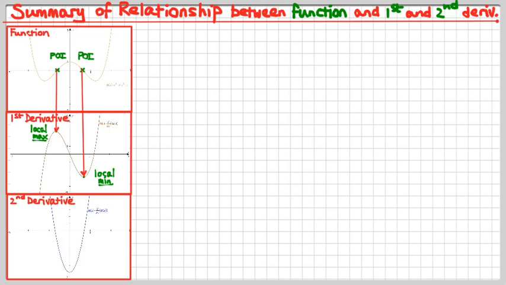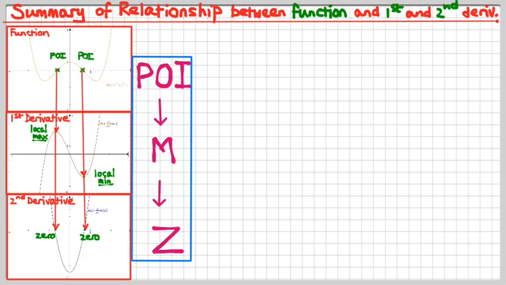And at a POI, as I've already told you through the course of this video, the rate of change of the gradient is what? 0, right? So you get a 0 point there on the second derivative function. Now that's really, really important. That's the whole picture coming together there in this summary page.